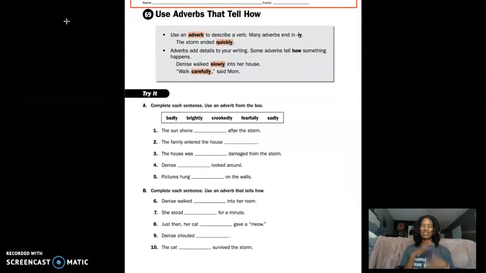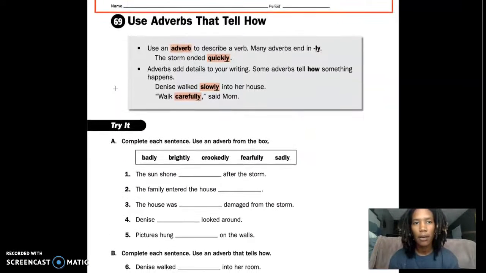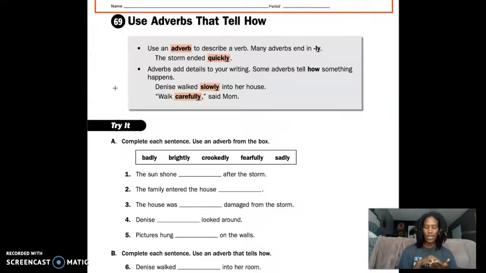Now, this is vastly different from what we've been talking about, commands, statements, exclamations. But adverbs can help distinguish your writing. It can help develop your writing, it can help advance your writing, right? Because instead of saying the storm ended, you can say how the storm ended. It makes your writing more appealing. You're not just saying like, nah, yeah. It makes it more exciting. All right, so let's get into it for real.